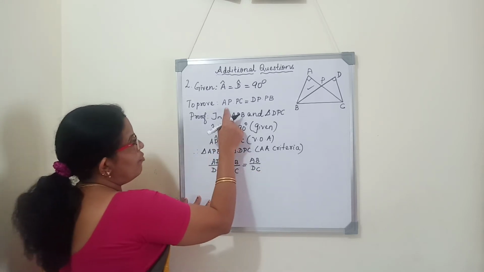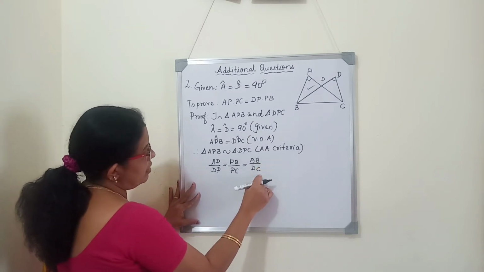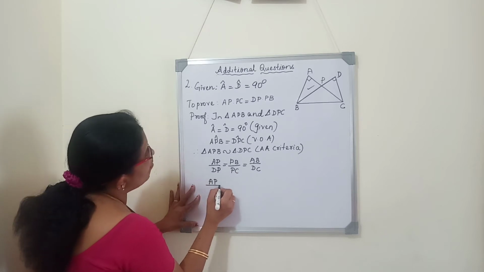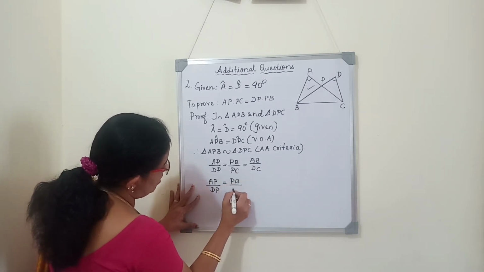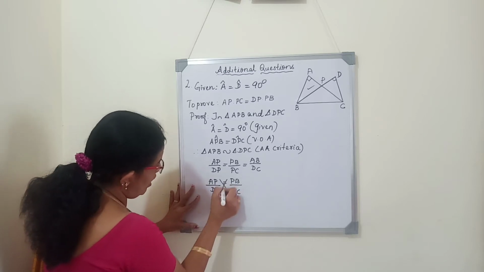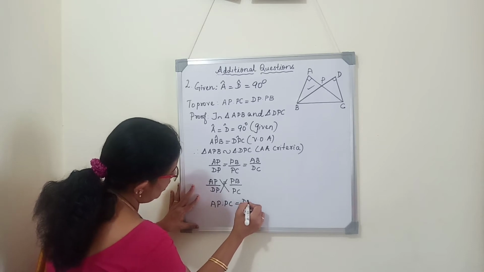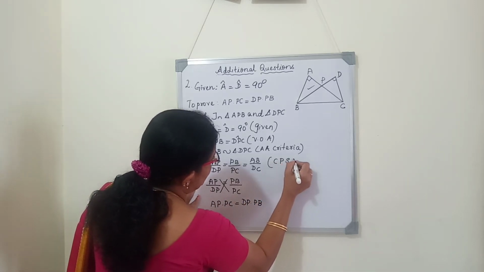Now here 4 terms are there, so we want only 2 ratios. So AB and DC, this ratio we can avoid. Only the first 2 we will write. AP by DP is equal to PB by PC. Now we will cross multiply. AP into PC is equal to DP into PB. Here we will write CPST.